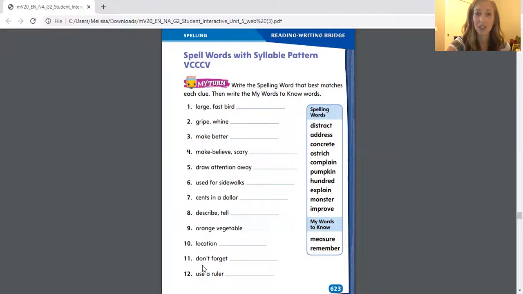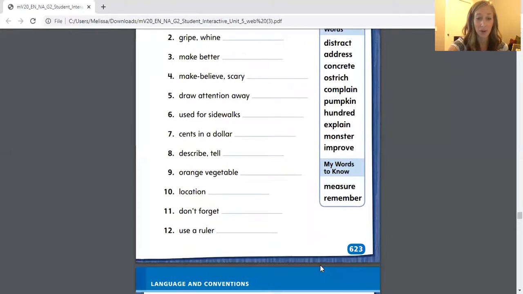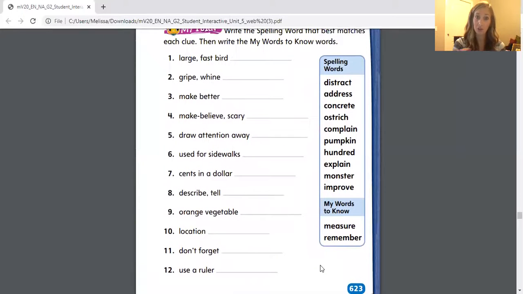Okay, so let's take a look at these words. I'll read them to you. Distract, address, concrete, ostrich, complain, pumpkin, 100, explain, monster, improve. And your words to know are measure and remember. So you have 12 words, you have 12 clues. You need to write the word that matches the clue.